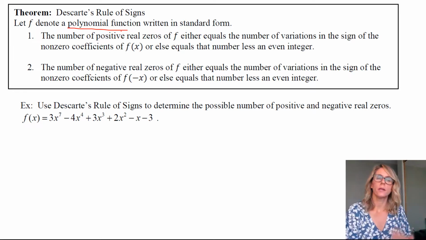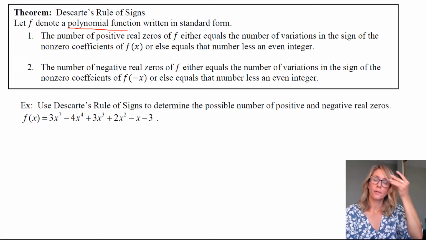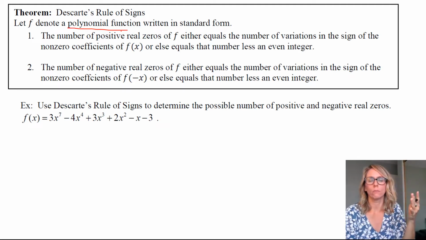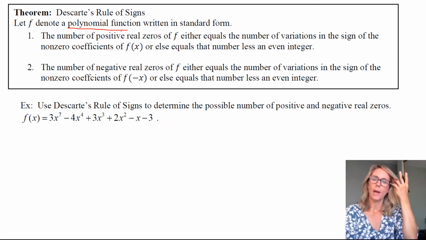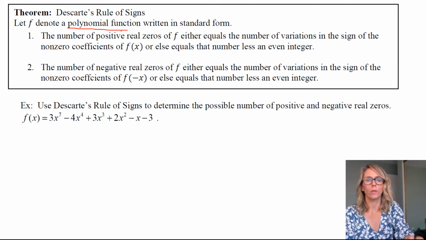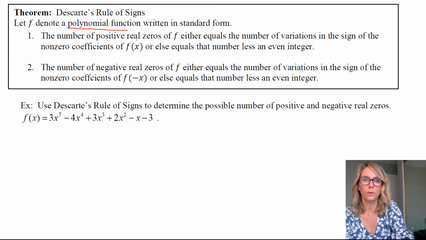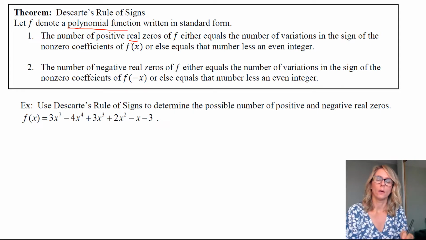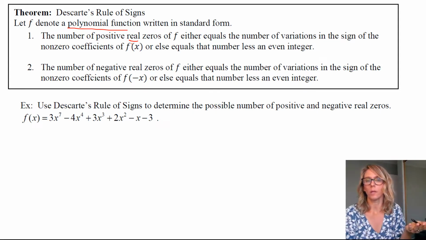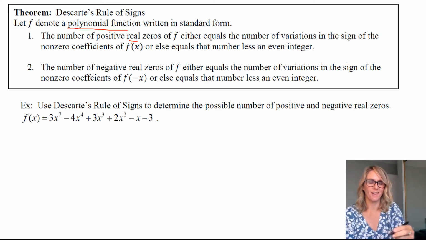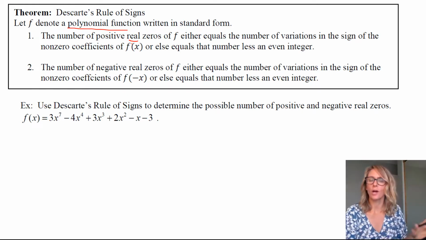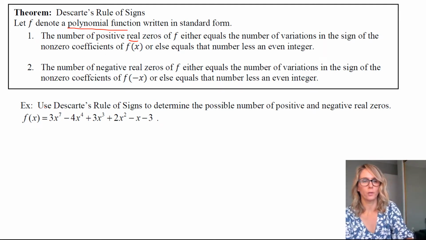This is just another way to get an idea of how many zeros you have. So not what the actual real zeros are, but how many. Understand that when we use the word real zeros, it could be rational or it could be irrational. So this is not talking about any complex zeros, just the rational or irrational.